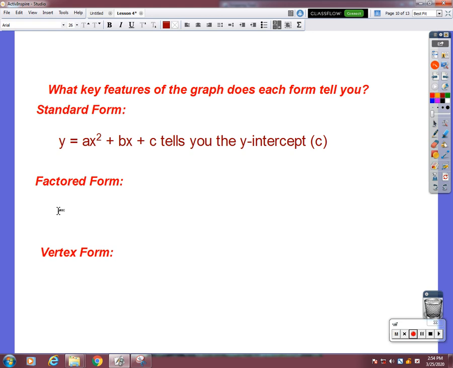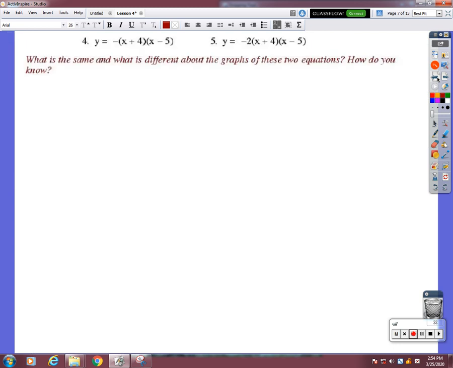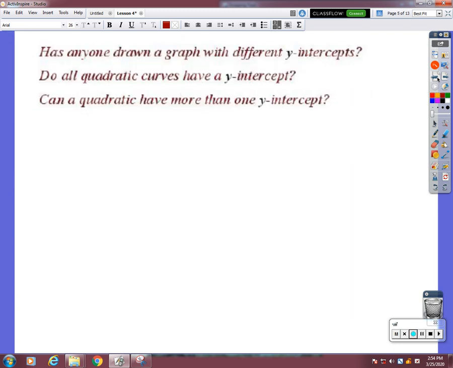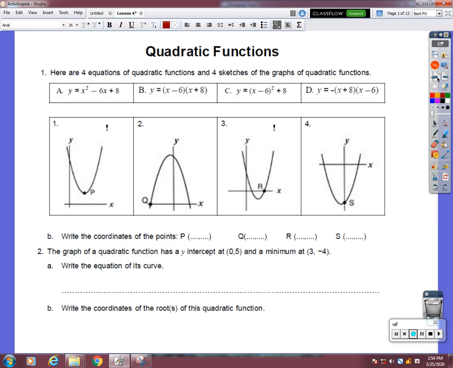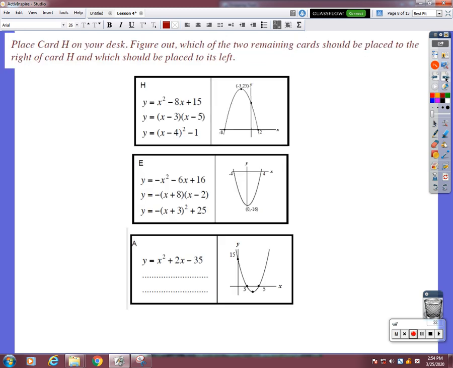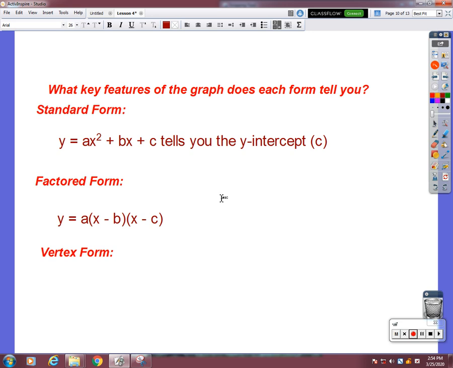Then factored form looks something like this. y equals a times (x minus b) times (x minus c). I don't remember what letters they were using for this, b and c maybe? I guess it doesn't matter. I want to use the same ones as before. Did I do that here? No. Alright, so it doesn't matter. Just do whatever I want. No rules anymore. Anyway, factored form looks like that.